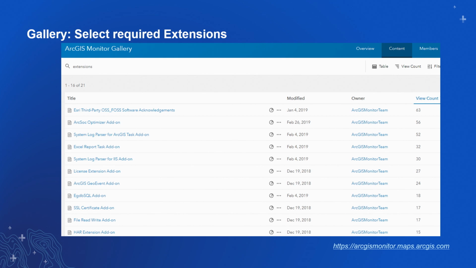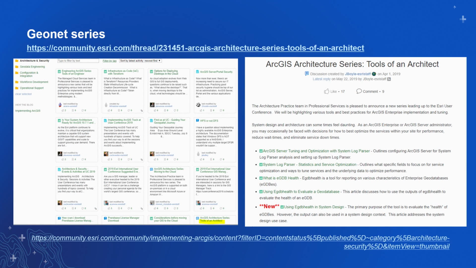You may ask, why didn't we just include this in the core product? The reason for that is that we go by the releases, so we go 10.7, 10.7.1, but we produce these extensions faster, and we want to make them available to you as soon as possible. So just please remember about extensions. Another source is Geonet. We publish articles. If you go to implementation architecture, there will be a lot of articles, tools for architects, a little bit more on tuning, a little bit more on these extensions.